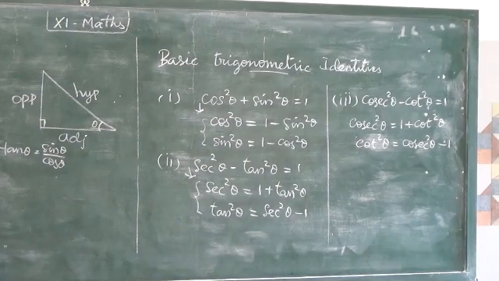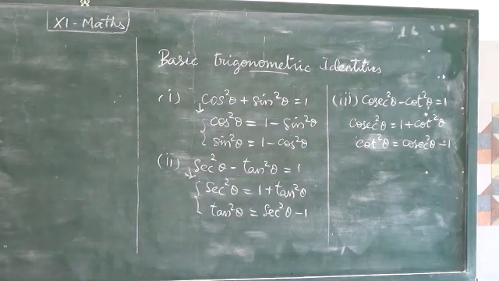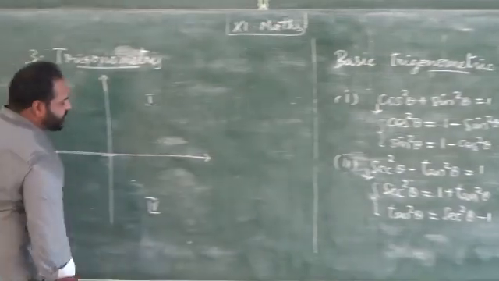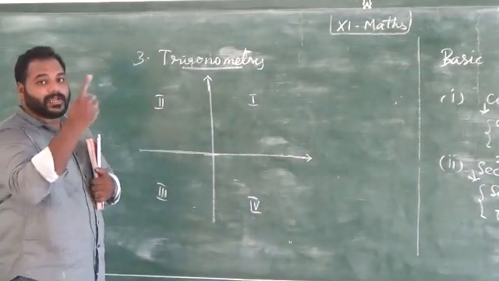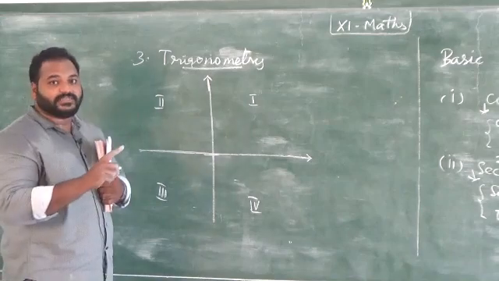Another thing, we are going to learn the 4 quadrants. I am going to draw the x-axis and y-axis. In this diagram I am going to teach the 4 quadrants. We know that this is the first quadrant, this is the second quadrant, this is the third quadrant, and the fourth. In this measurement, anti-clockwise gives positive values and clockwise gives negative values.